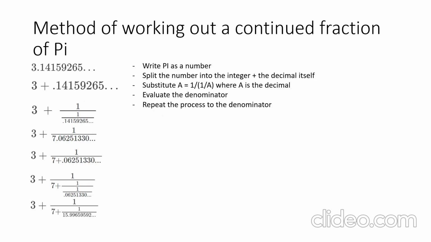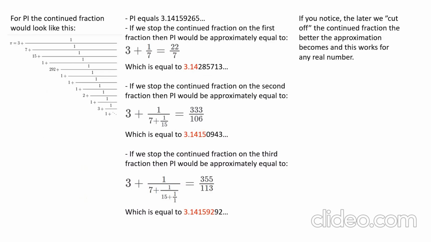In this case it's the number starting with 7, so we split it: 7 plus 0.06251330. Rewrite the decimal as 1 over the decimal, and then evaluate the denominator. In this case, the denominator is 15.99659, etc. This is significant, writing pi as a continued fraction, because you can create an infinite amount of approximations of pi, and here's how you do it.